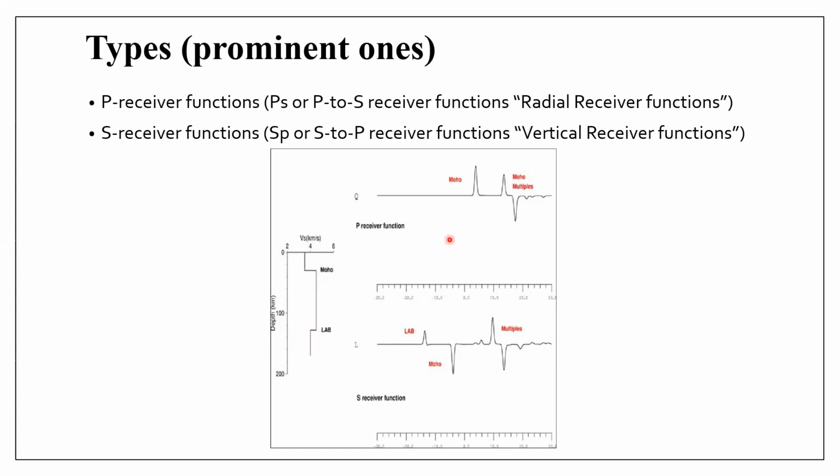So I would say that the P wave receiver function is most suitable to identify this MOHO velocity contrast, and the S wave receiver function is suitable to identify the LAB contrast, although the P wave receiver function can also identify this LAB, but not as well as the S wave receiver function.